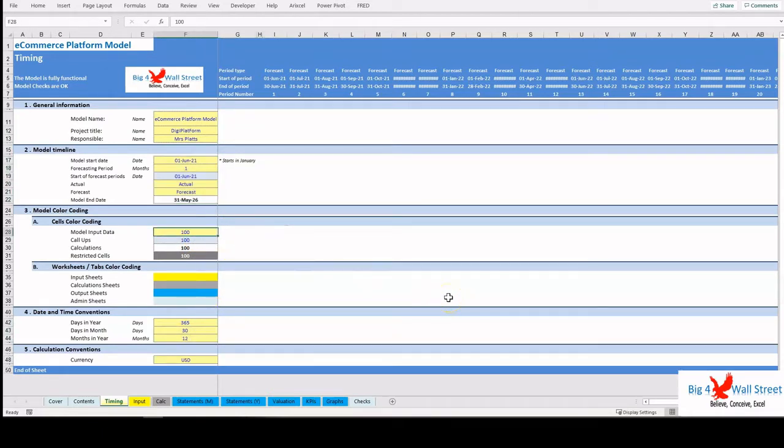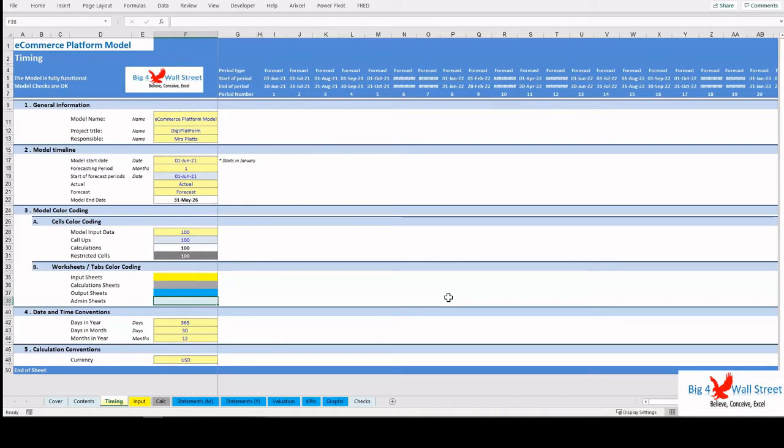Inputs are always depicted with a yellow fill and blue letters. Call-ups, that is direct links from other cells, are filled in light blue with blue letters, while calculations are depicted with white fill and black characters. There is also a color coding for the various tabs of the model. Yellow tabs are mostly assumptions tabs, gray tabs are calculations tabs, blue tabs are outputs tabs, that is effectively results or graphs, and finally light blue tabs are admin tabs, for example, the cover page, contents and checks.